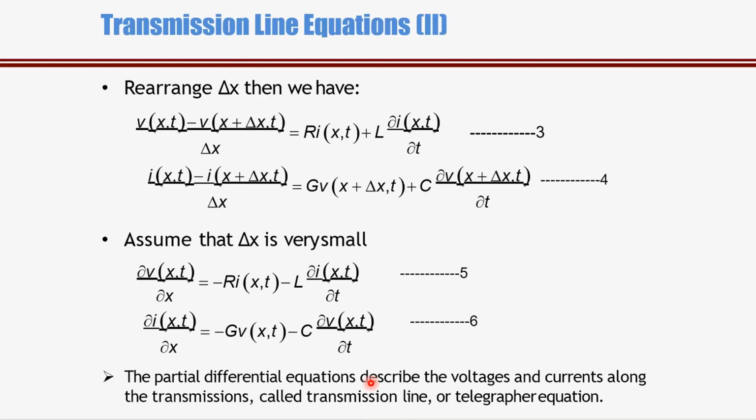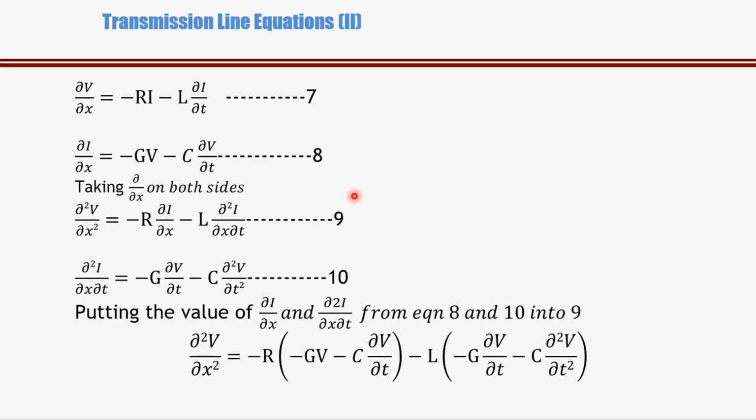The negative sign is because of the negative sign there for V of x plus delta x. See, now V of x comma t minus V of x plus delta x, the V of x will cancel, and only minus of V of delta x will remain. Hence this negative sign is there when it is given to the left hand side. That is why we got minus R I and minus G V for equation number 5 and 6. Right, and therefore we got the minus sign, and that is reflected in equation number 7 and 8 also.